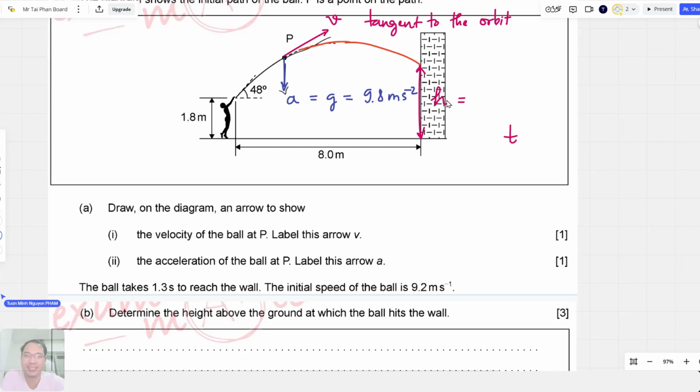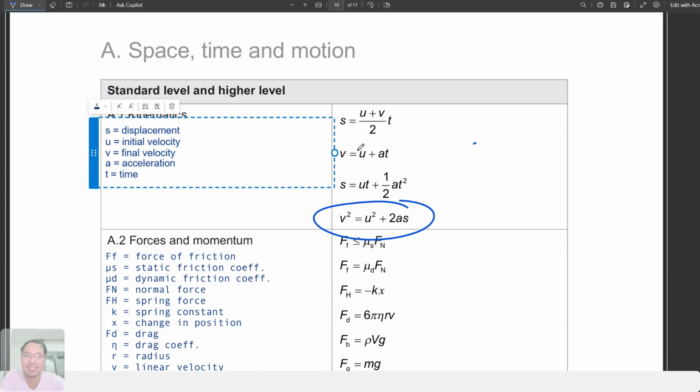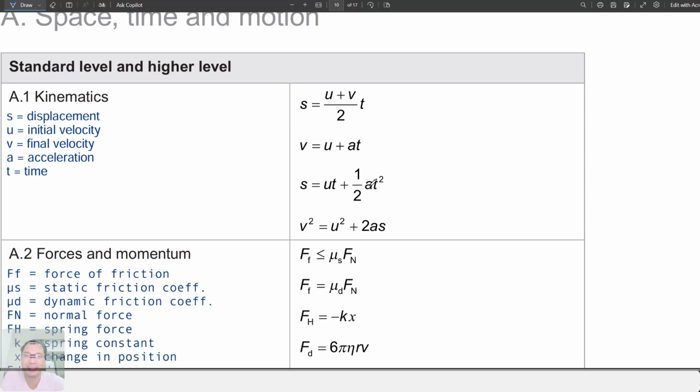But what is the equation to find the height here? Open the booklet and search for the equation. I have the booklet right here. So the height is basically the height. We have a few to choose from. Either v squared equals u squared plus 2as.